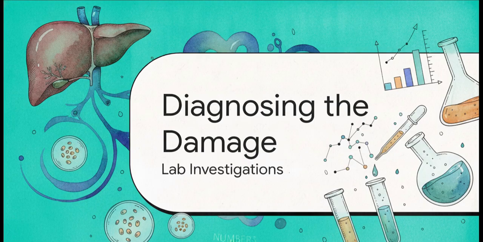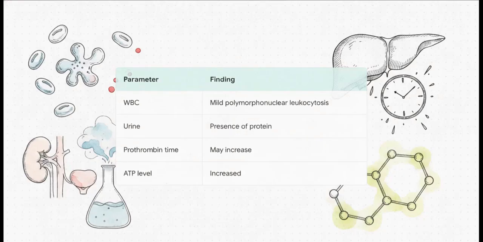On to Section 5, diagnosing the damage through lab investigations. To confirm these sweeping clinical features and lock in a prognosis, which, to be clear, our data starkly notes ultimately leads to liver failure, healthcare providers have to run the numbers. Blood tests will flag a mild polymorphonuclear leukocytosis. Basically, that's a spike in specific white blood cells telling us there's systemic inflammation.